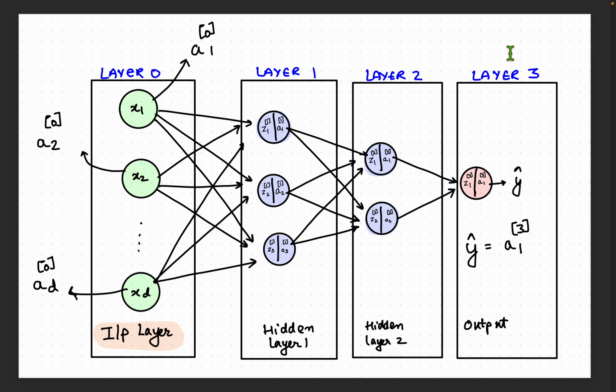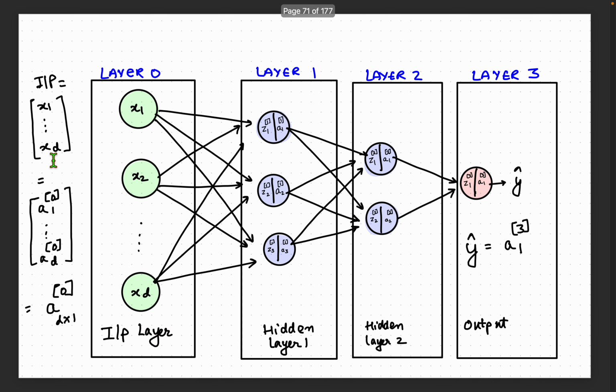Now, since we don't have any activations applied on the zeroth layer, which is our inputs or the data, just for the convention, we are going to extend the same notation here, where we call this input layer the zeroth layer, with superscript square bracket 0, right? Okay, so I hope this is clear. So we are just going to replace x1 to xd with a1 to ad in this fashion.